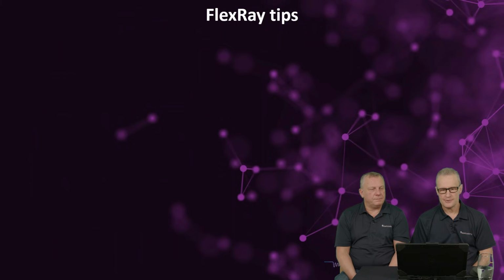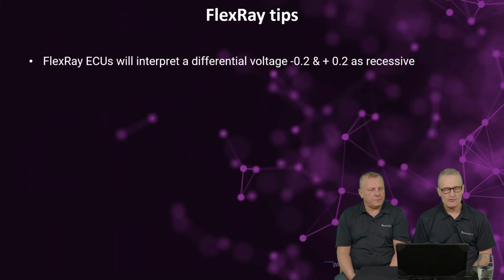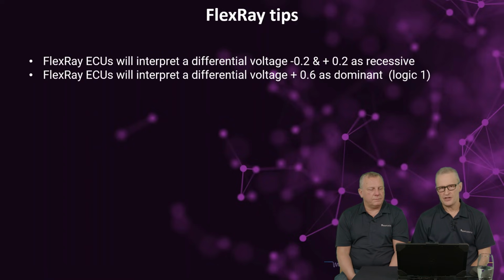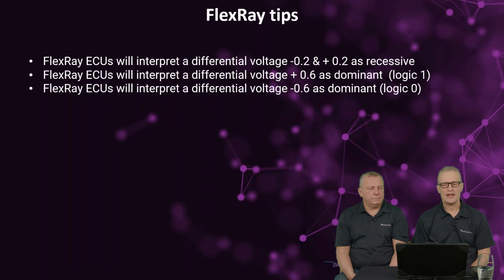So FlexRay tips. FlexRay ECUs will interpret a differential voltage from minus 0.2 to plus 0.2 as recessive. So we talked there about where you'd got to be for recessive voltage. There is flexibility on that. You can go either side of that 0 volt. We said that it's got to be plus 2 or minus 2. Well, the reality is it will see anything at plus 6 and above as dominant, as logic 1. And anything at minus 6 as dominant again, but logic 0.